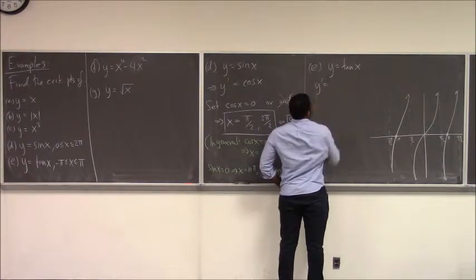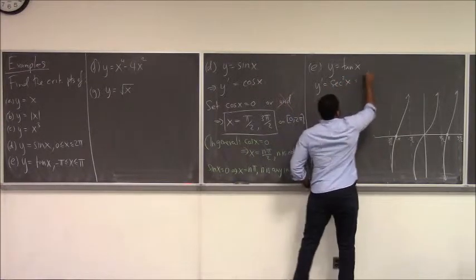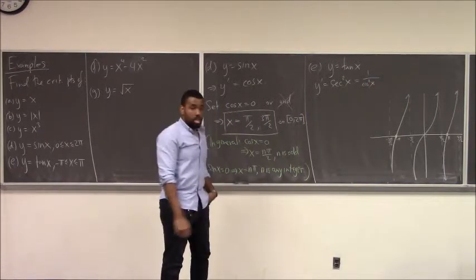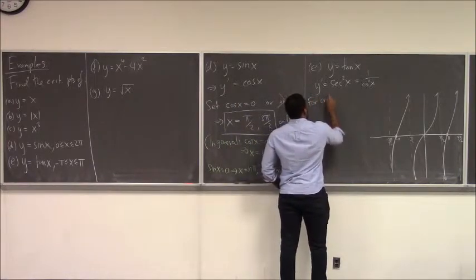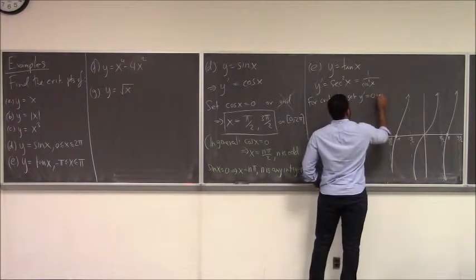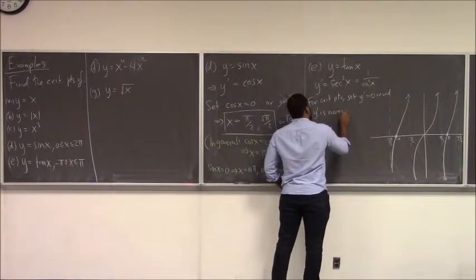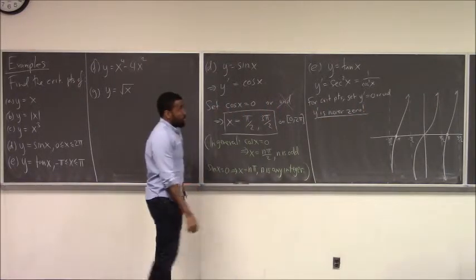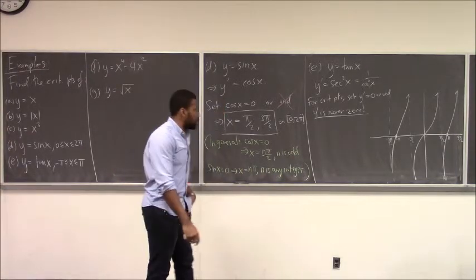Y prime, what's the derivative of tangent? Secant squared, which you might notice is 1 over cosine squared. That automatically tells you whenever cosine is 0, that guy's not going to behave. So for critical points, set y prime equals 0 or undefined. Now here, y prime is never 0, because you have a fraction where the numerator is 1. The only way a fraction can be 0 is if the numerator hits 0, and this one never hits 0.